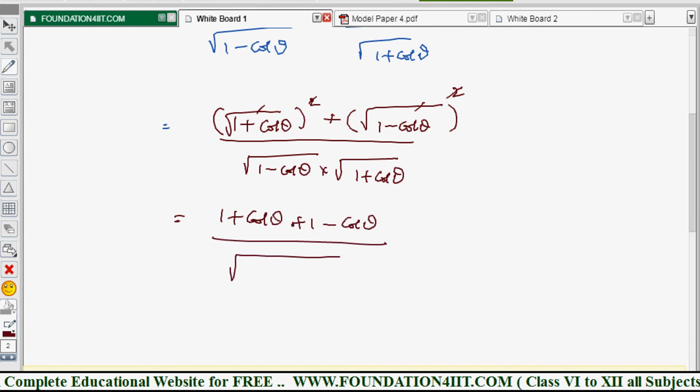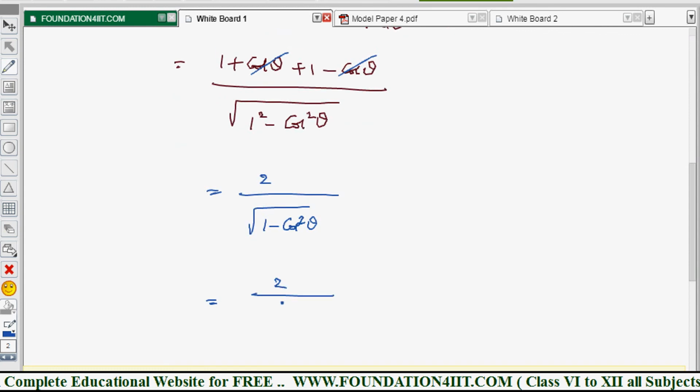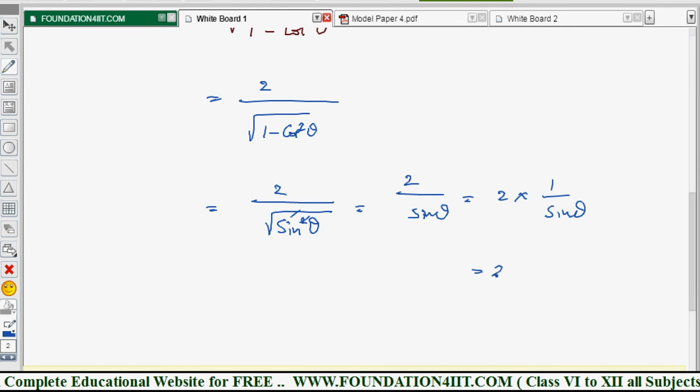In the denominator, square root of 1 plus cos into 1 minus cos is 1 square minus cos square theta. In the numerator plus cos and minus cos get cancelled, and 1 plus 1 is 2, by square root of 1 minus cos square theta. 1 minus cos square, you know, is sin square theta. So 2 by square root of sin square theta. Here also square and square root cancel, then 2 by sin theta, which is 2 into 1 by sin theta. We know 1 by sin is cosec. So 2 into cosec theta. So that is RHS, 2 cosec theta.